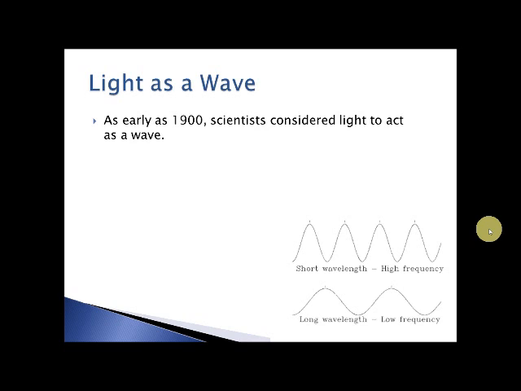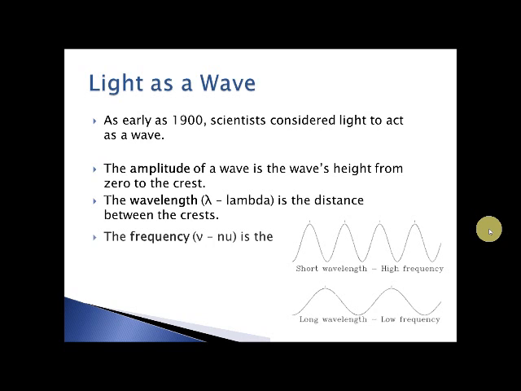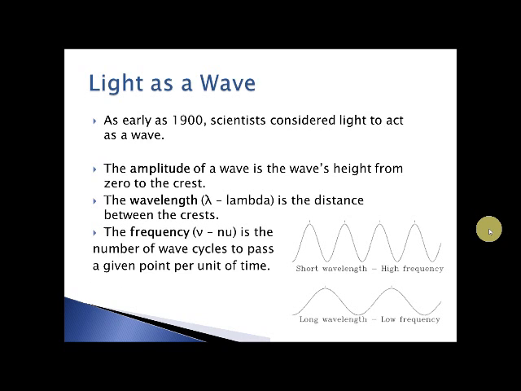As early as 1900, scientists considered light to act as a wave. So, some vocab words about waves. The amplitude of a wave is the wave's height from zero to crest. The wavelength, which is symbolized by an upside down Y, the Greek letter lambda, is the distance between the crests. Frequency, which stands for the Greek letter nu, which looks like a V, is the number of wave cycles to pass a given point per unit of time.